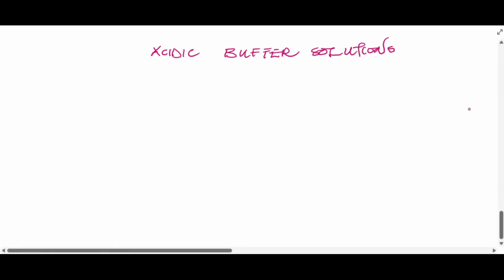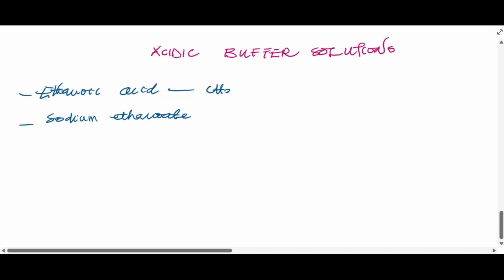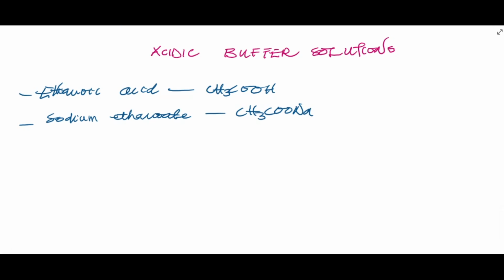And the example we are going to use is a buffer solution that contains ethanoic acid and sodium ethanoate. The formula of ethanoic acid is CH3COOH, and sodium ethanoate is CH3COONa. So first, let's write an equation representing the dissociation of ethanoic acid in an aqueous solution.